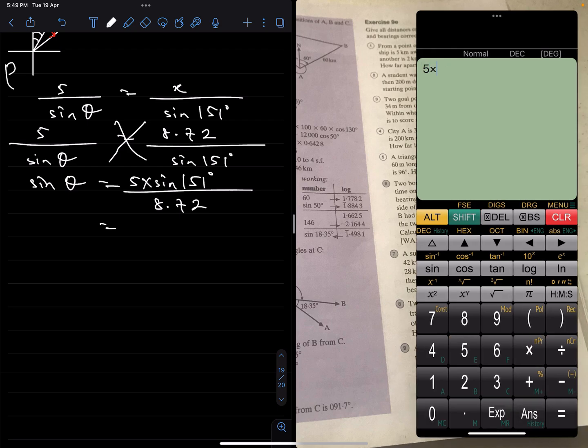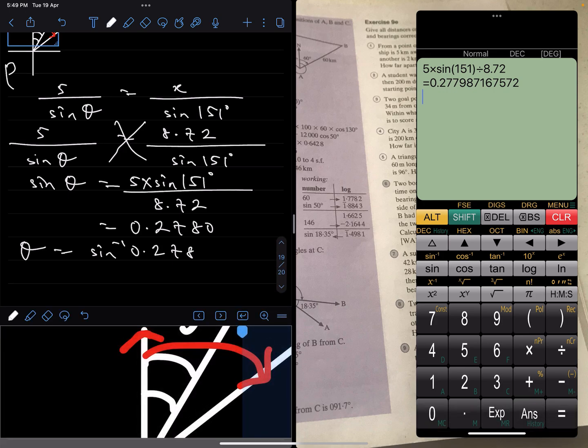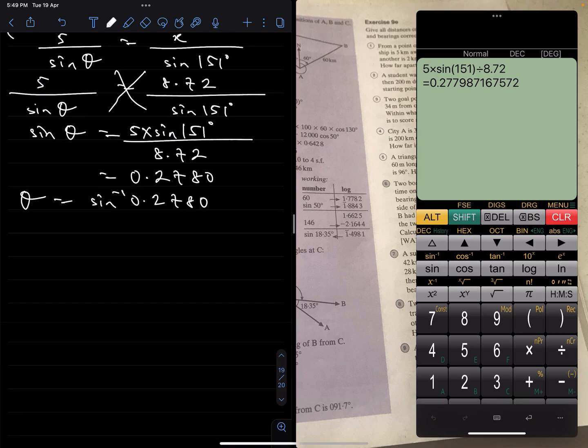So let's do that. 5 times sine 151 degrees divided by 8.72, and that's 0.2780. So theta is therefore the sine inverse of 0.2780, which is equal to sine inverse of answer.